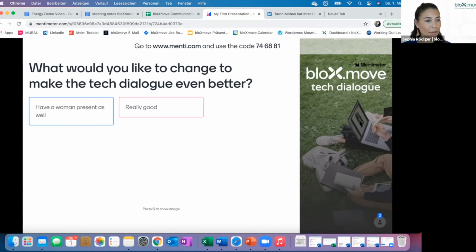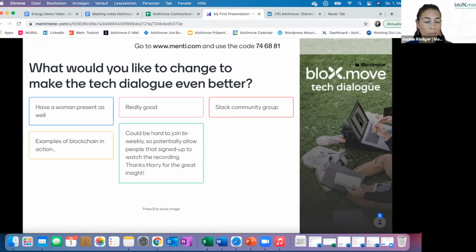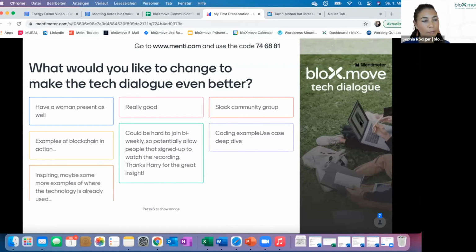So I give you a few more seconds to enter something. A Slack community. Amazing, good idea. We thought about a LinkedIn group, but we are absolutely open to it. If you say Slack is better for spontaneous and instant communication, that is also fine. So maybe give feedback in the chat. If more and more people like Slack, we can use Slack for that.